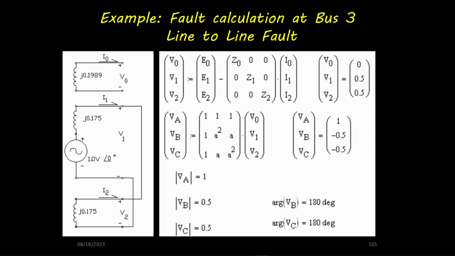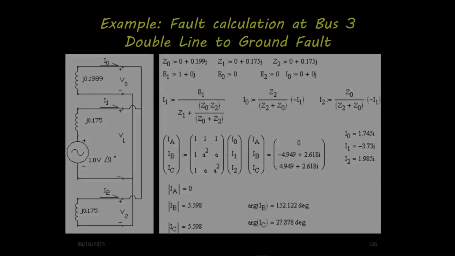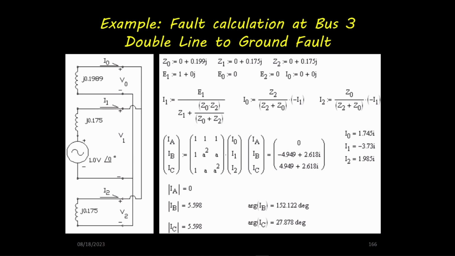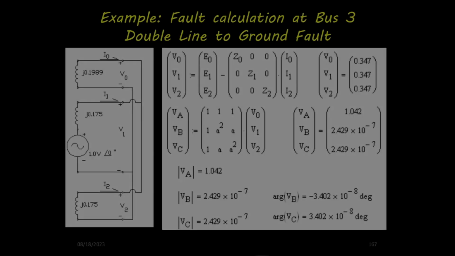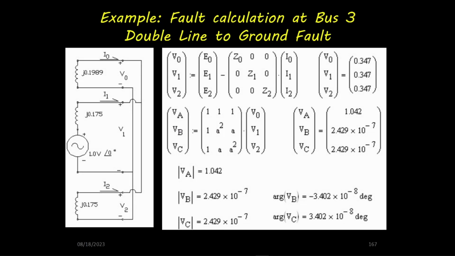For a double line to ground fault, the positive sequence, negative sequence and zero sequence circuits are connected in parallel to get the circuit shown. We use the network theorems to calculate the sequence currents, and as before, we enter them into the fundamental equations to get the phase currents. We again enter the sequence currents into the network equations to get the sequence voltages. We then enter the sequence voltages into the fundamental equations to get the phase voltages.